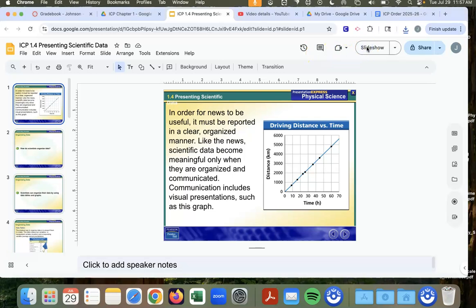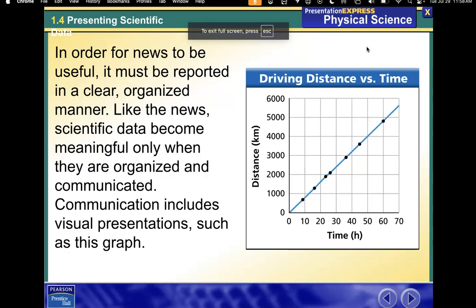Okay, so we're in the last section of Chapter 1. It's 1.4, Presenting Scientific Data. So, in order for news to be useful, it must be reported in a clear, organized manner. Like the news, scientific data becomes meaningful only when they are organized and communicated. Communication includes visual representations such as this graph.